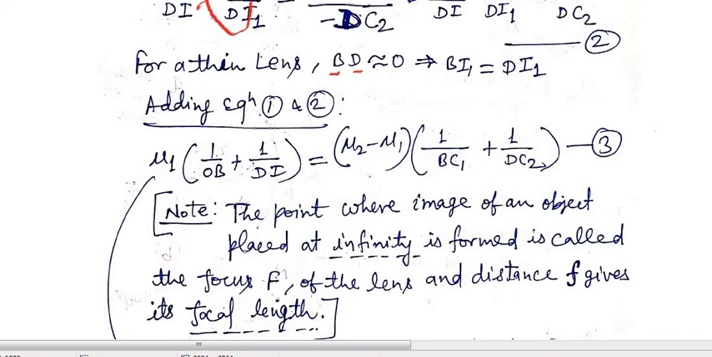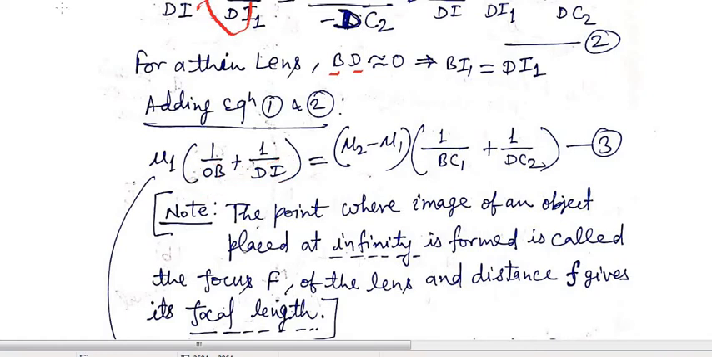mu1 times 1 upon OB plus 1 upon DI is equal to mu2 minus mu1 times 1 upon DC1 plus 1 upon DC2. Now you can see the point where the image of an object placed at infinity is formed is called the focus f of the lens, and distance f gives its focal length. It means if the object is at infinity, that is OB is equal to infinity, then the image will be formed at the focal length, that is di equal to f.